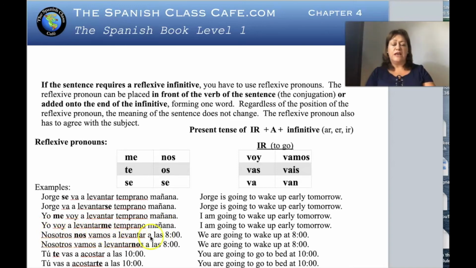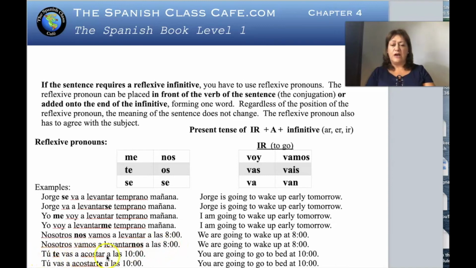Nosotros nos vamos a levantar a las 8. Nosotros goes right here, right? Nosotros nos vamos, grab the a, levantar temprano mañana. And then if you put it in the back, nosotros vamos a levantarnos a las 8 mañana.